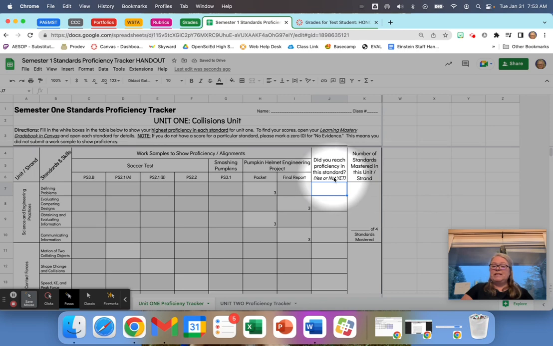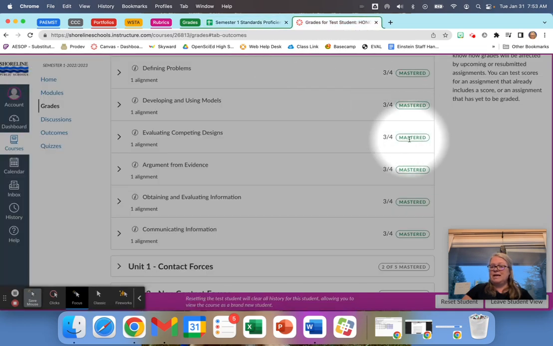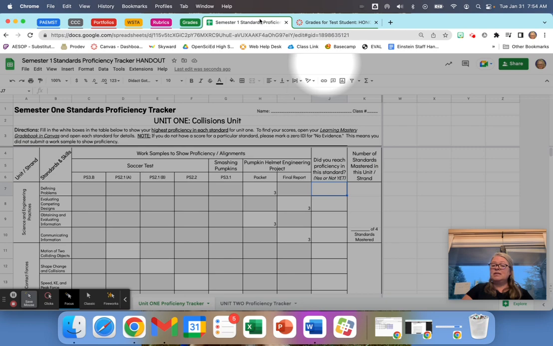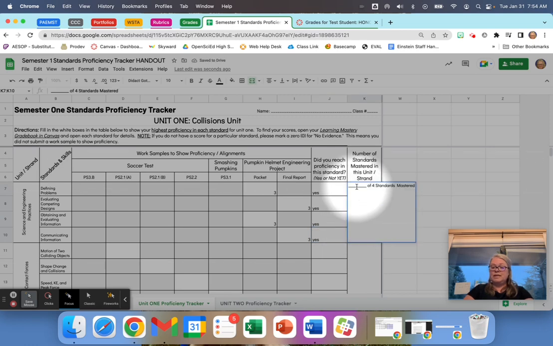Did you reach proficiency in this standard? Yes or not yet? So in order to reach proficiency in a standard, or rather in Canvas, they call it mastered, you need to get at least a 3. So a 3 or a 4 would be considered reaching proficiency. So for all of these, yes, this student reached proficiency. So I would write yes. And then there are 4 standards. The number of standards mastered in this unit or strand is 4. Well done, student.